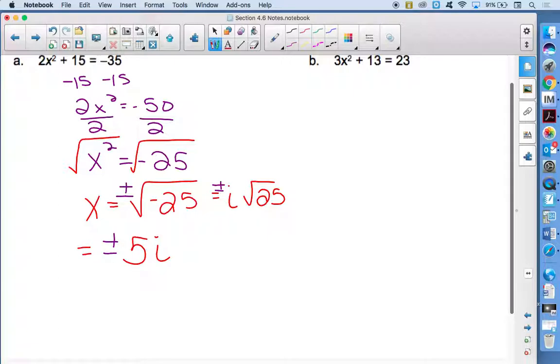So you guys don't need to show this step right here. You can automatically go from the square root of negative 25 and say that's plus or minus 5i. So you don't have to show the step where you're pulling out the i and then taking the square root of the number.